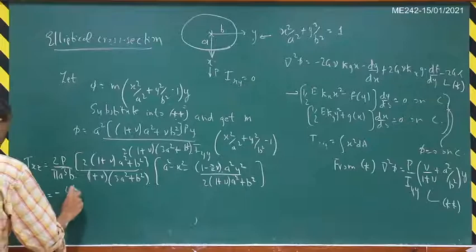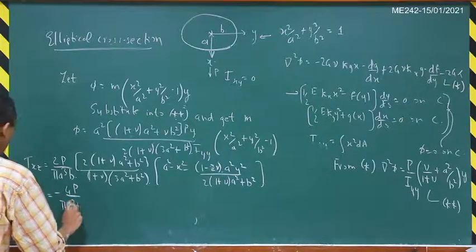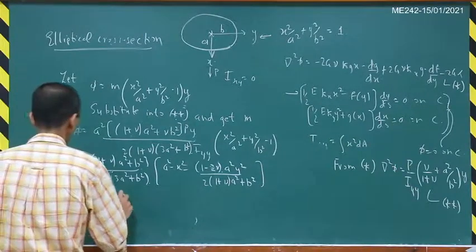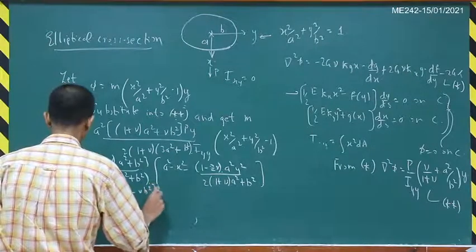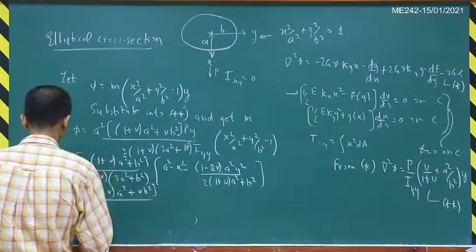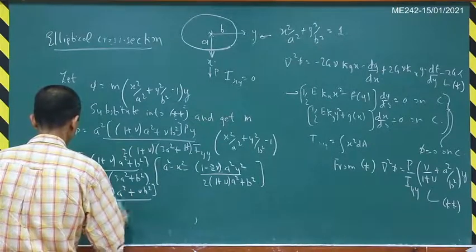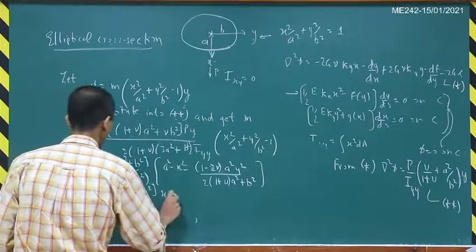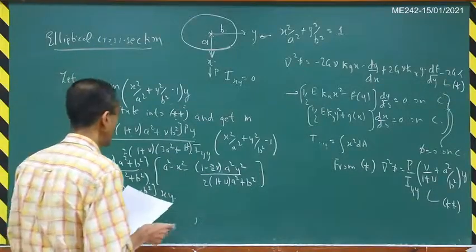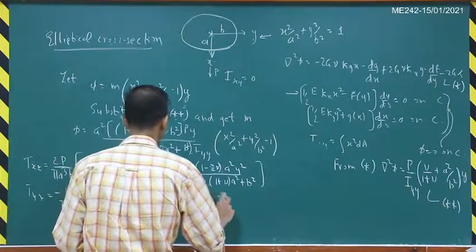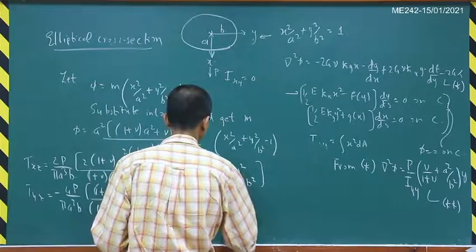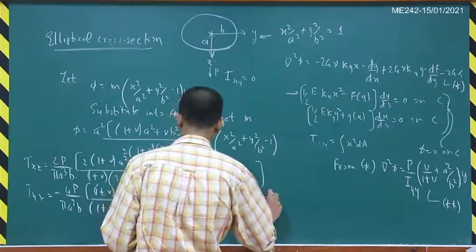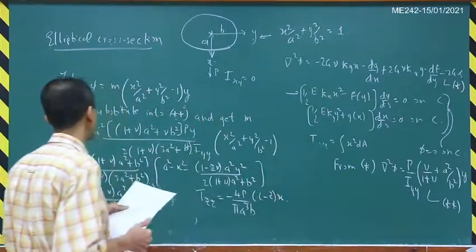That is minus 4p divided by pi a cube b times 1 plus mu times a square plus mu times b square divided by 1 plus mu times 3a square plus b square, times xy, and tau zz will be equal to minus 4p divided by pi a cube b times L minus z times x. So these are the expressions for the stresses.